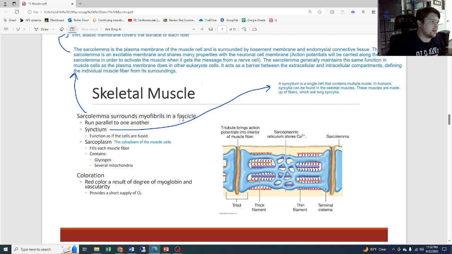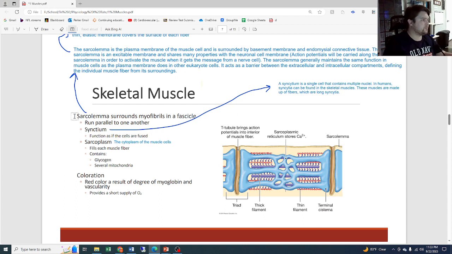So surrounding those myofibrils, each of these myofibrils is running parallel to one another. Remember, they run the entire length of the muscle. There's also something called the syncytium, which functions as if the cells are fused. So a syncytium is a single cell that contains multiple nuclei. In humans, these can be found in the skeletal muscles. These muscles are made up of fibers, which are long syncytia, something like that. Pronunciation is weird.